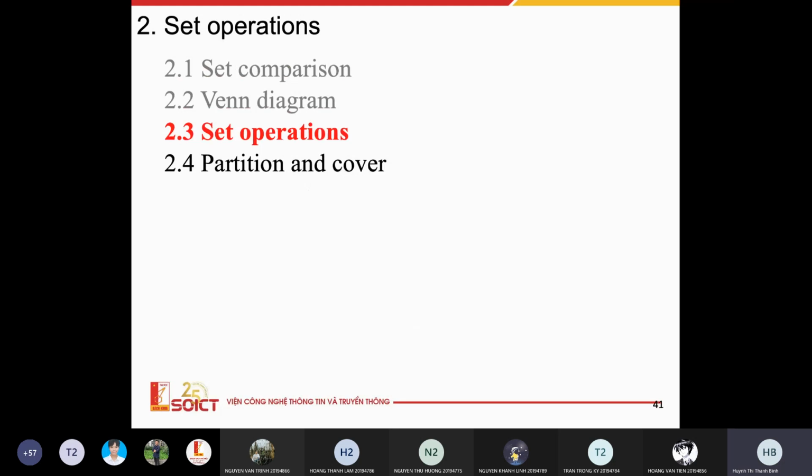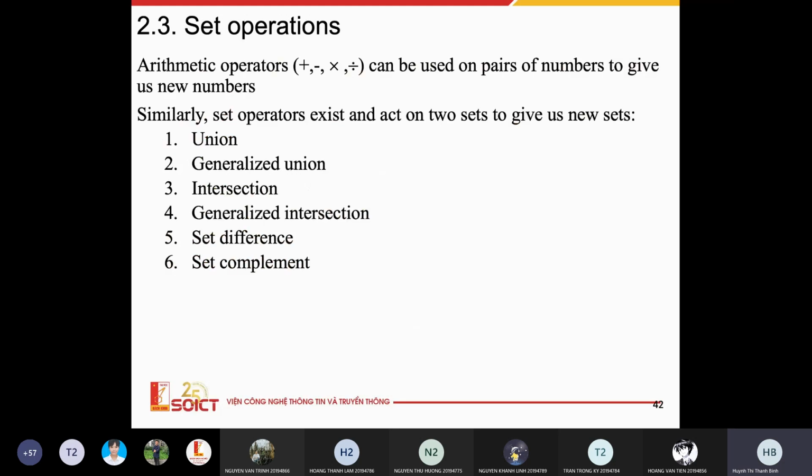Set operations. Arithmetic operators can be used on a pair of numbers to give us a new number. Similarly, set operators exist and act on two sets to give us new sets: union, generalized union, intersection, generalized intersection, set difference, and set complement. So there are some types of set operations.